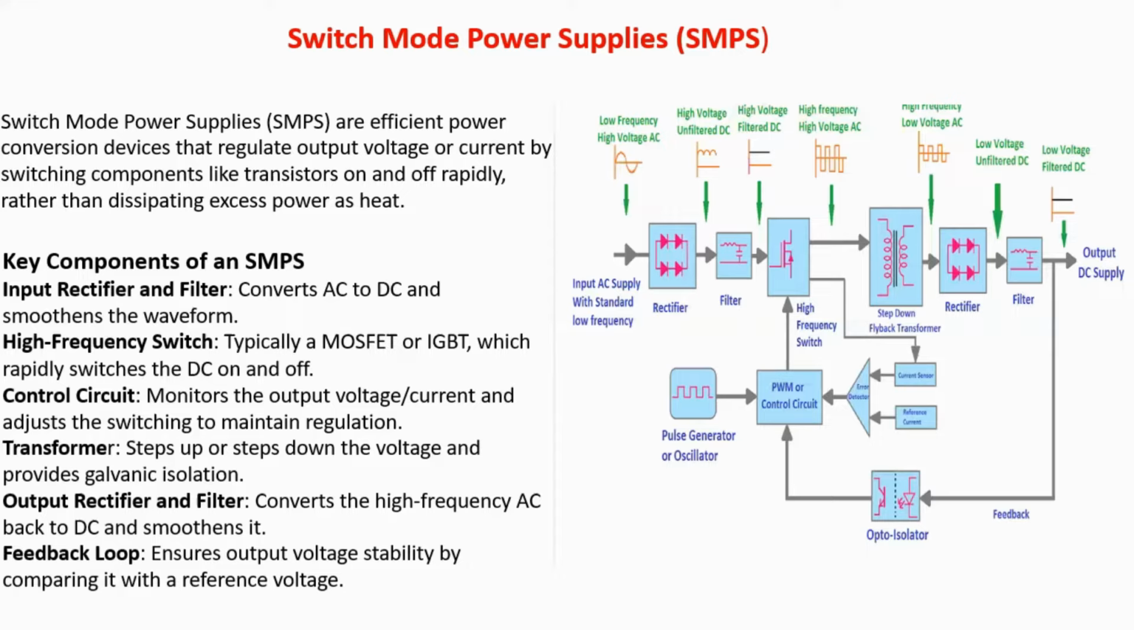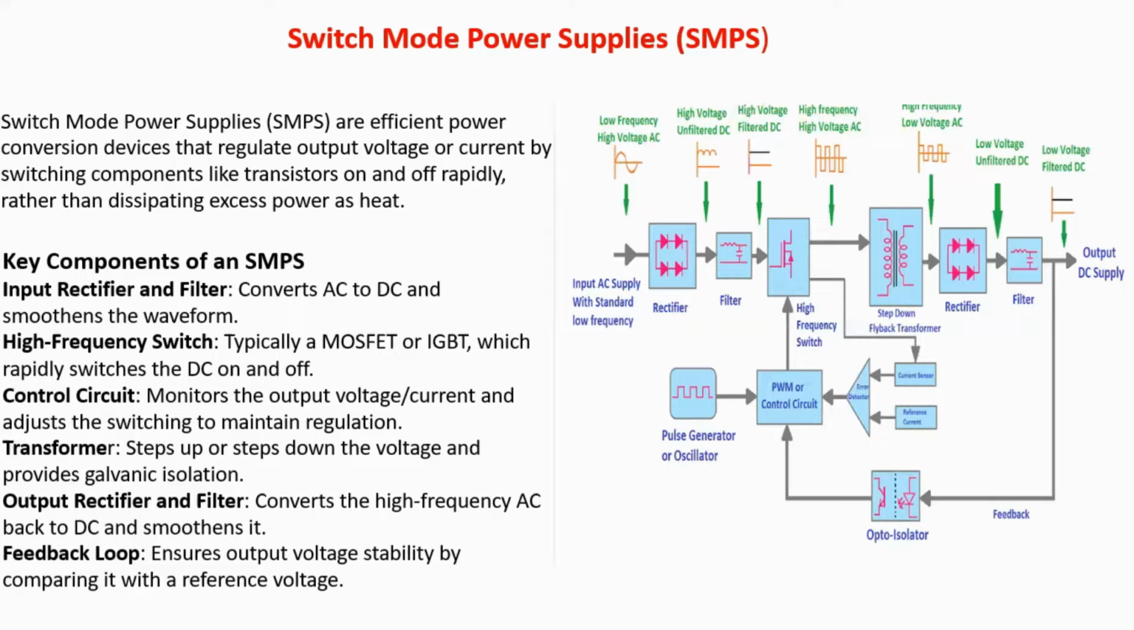The second one is the filter. Whatever DC is converted, we have to filter it, because some AC portion or noise will be there. To remove that noise, we use a filter capacitor, especially an electrolytic filter capacitor. The next comes the high frequency switch. Typically MOSFETs or IGBTs are used, and sometimes transistors too, which rapidly switch the device on and off. Why MOSFETs and IGBTs, we have already discussed in a previous class: they are preferred for high voltage and high current.